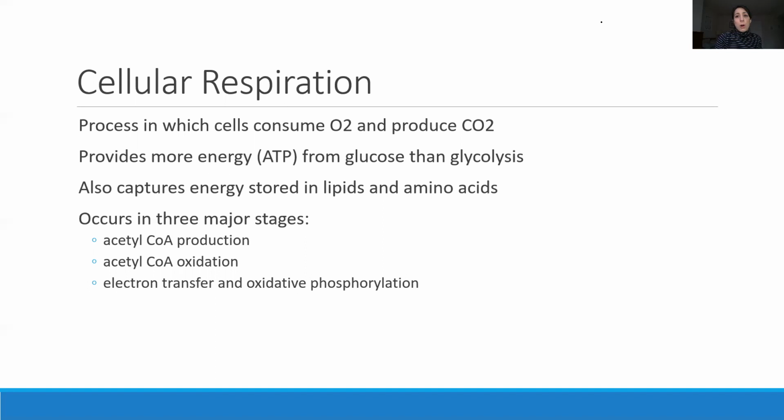We're going to be going through all of these stages, but let me just point out that the citric acid cycle, as we call it, is technically one of these stages, stage 2. But we're going to be talking about this portion, acetyl-CoA production, and the acetyl-CoA oxidation, which is the citric acid cycle. And lastly, in further chapters, we'll be talking about this whole process of electron transfer and oxidative phosphorylation.